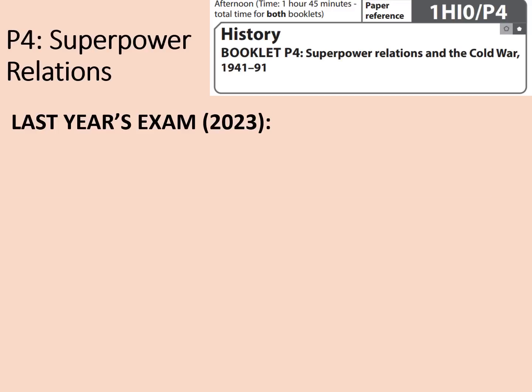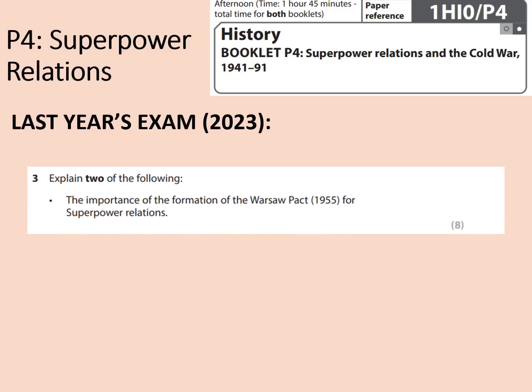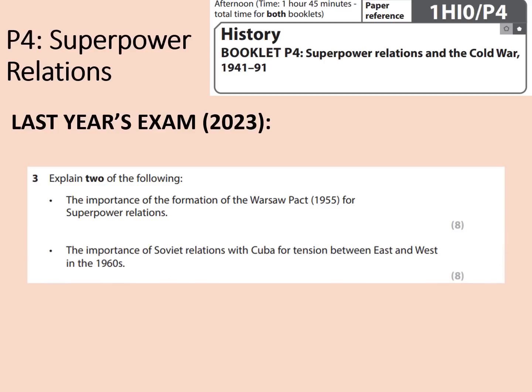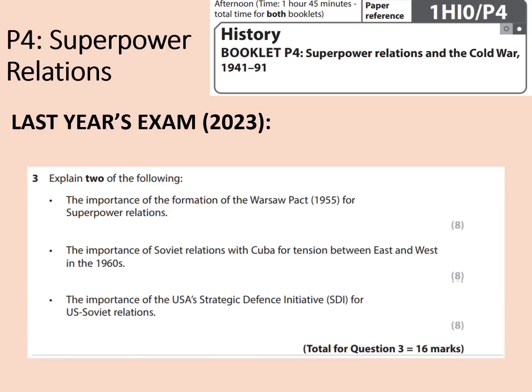The explain the importance questions look like this. Explain the importance of the formation of the Warsaw Pact in 1955 for superpower relations. Explain the importance of Soviet relations with Cuba for tension between East and West in the 1960s. And explain the importance of the USA's Strategic Defense Initiative, or Star Wars, for US-Soviet relations. That would have been in the 1980s. So which of these 3 8-mark questions would you have chosen? Remember, you are required to answer 2 of them. Will any of these things reappear this year, or is it time for something else?